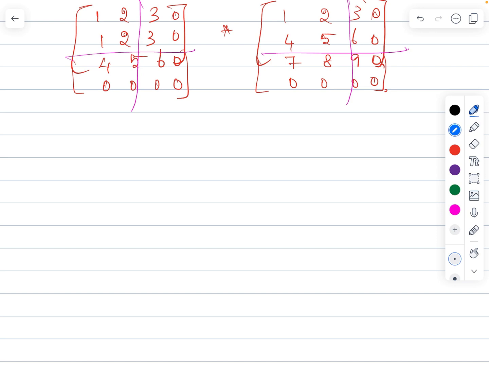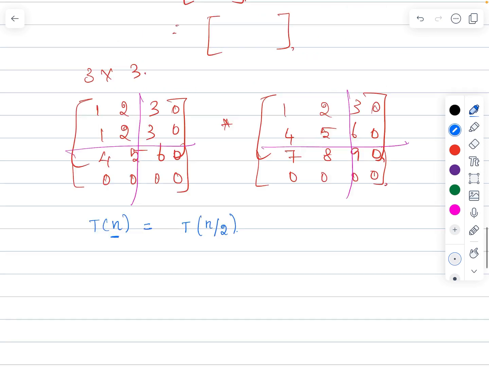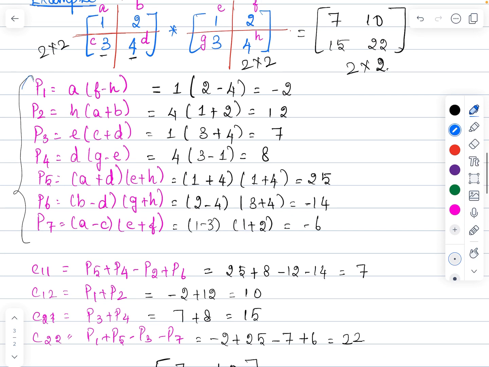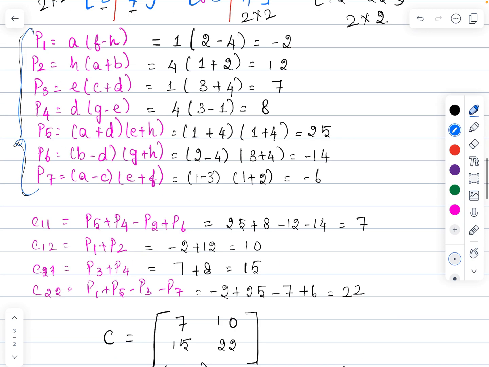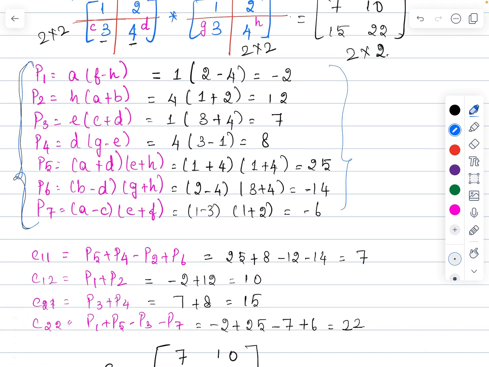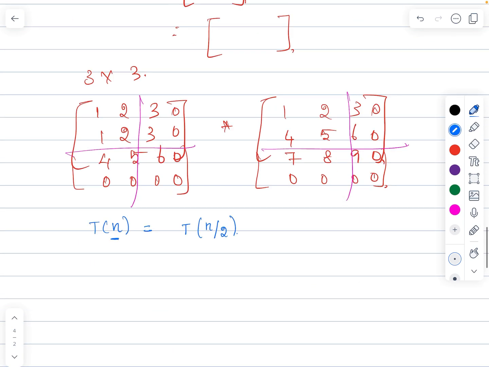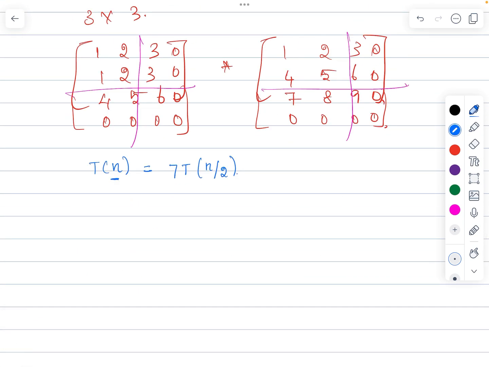Now, when it comes to time complexity analysis, since we have used the divide and conquer method here, we have to frame the recurrence relation and compute the time complexity. N is the size of the input, and each subproblem size is going to be n by 2, with only 7 subproblems. Based on these 7 subproblems only, the final resultant matrix was computed, right? Instead of performing 8 multiplications, only 7 multiplications we are performing.